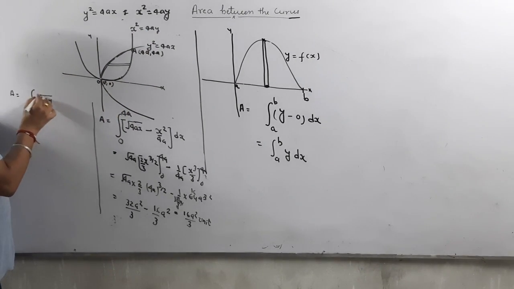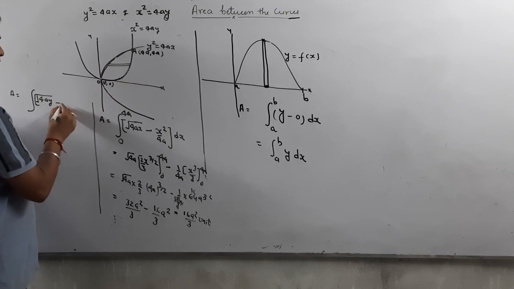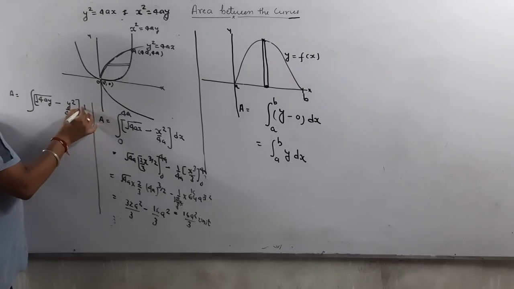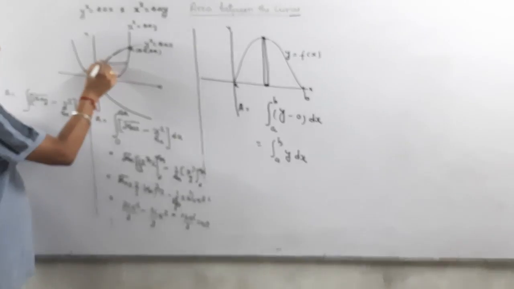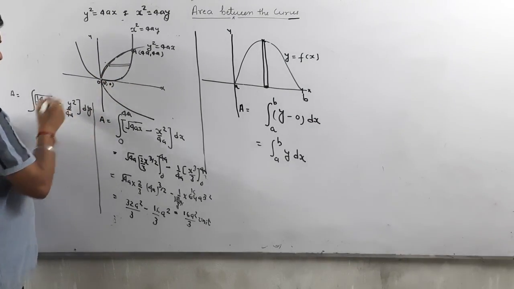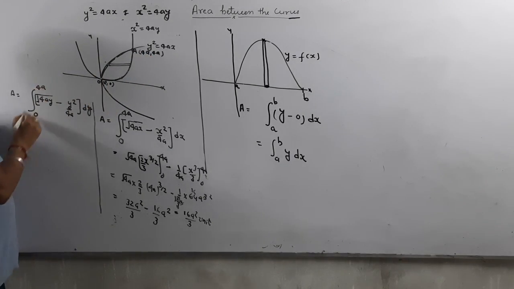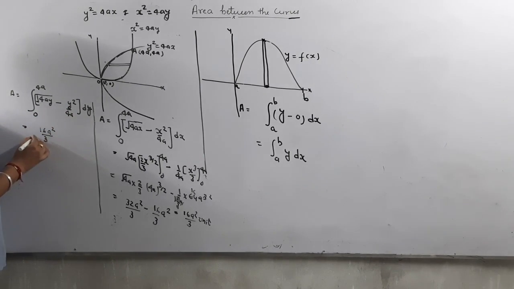4ay minus x value at lower end. What is the lower end value? y square by 4a with dy. Now the limit of integration: what is the y starting value? 0. What is the y ending value? 4a. Now see, when you calculate, what do you get? Same value, 16a square by 3.